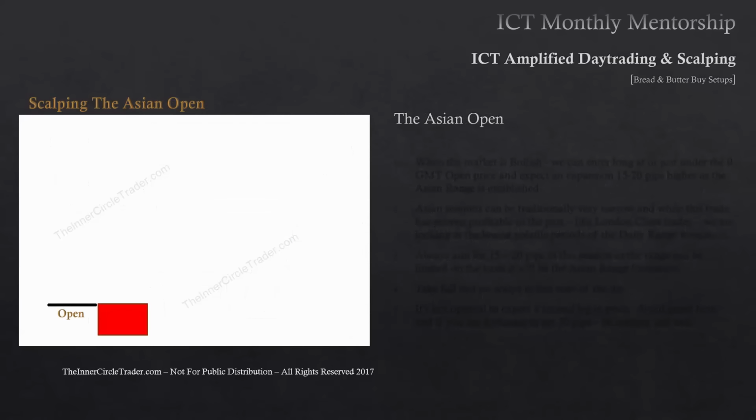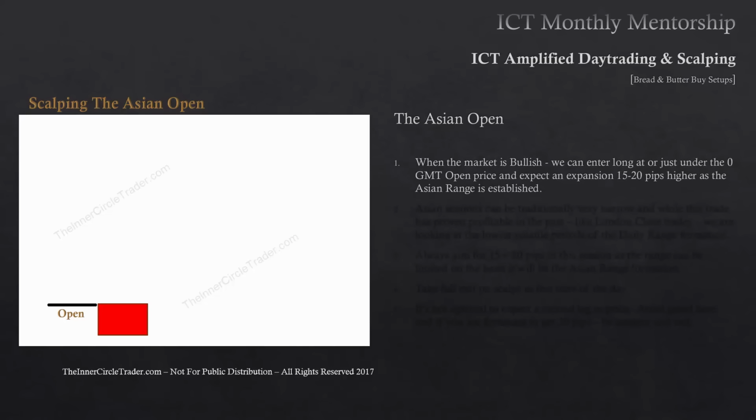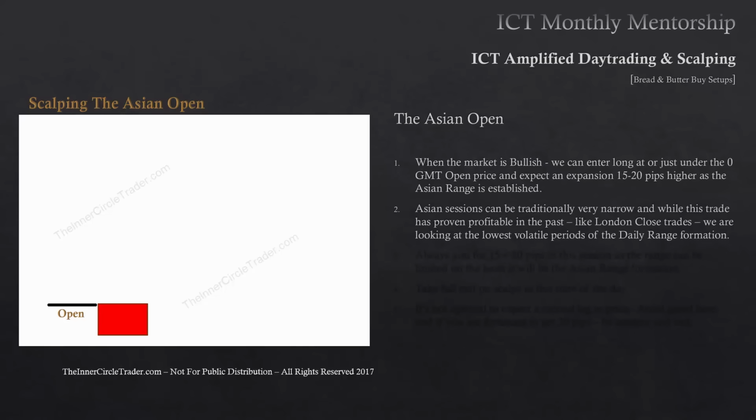Okay, trading, or scalping, the Asian Open. When the market is bullish, we can enter long at or just under the 0 GMT opening price and expect an expansion of 15 to 20 pips. Notice I said 15 to 20, higher as the Asian range is established. Asian sessions can traditionally be very narrow, and while this trade has proven profitable in the past, nothing is repeating in terms of promised gain. So what was done in the past is not indicative of the future.